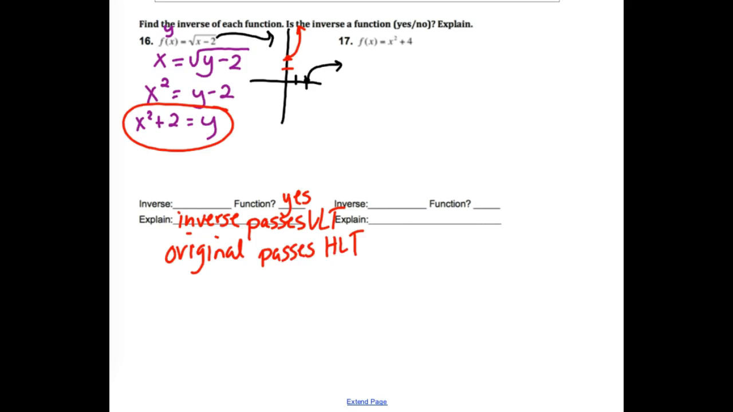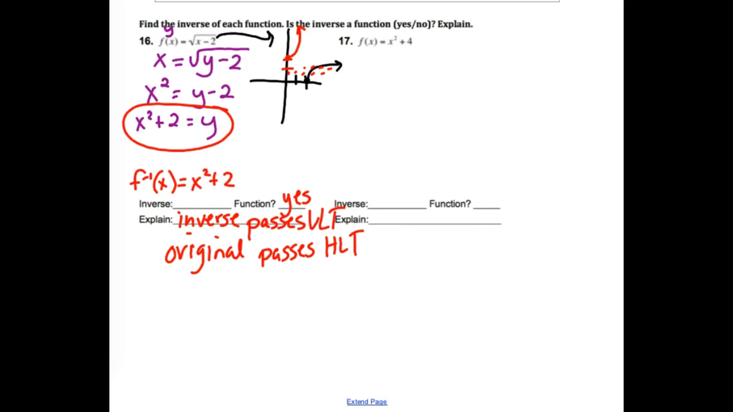Because if I graph any kind of horizontal line in here, it's only going to hit that black curve once. That means it's passing the horizontal line test. Its inverse will be a function. The last thing I'm going to do here is they're asking me to state the inverse. Since it is a function, I'm going to put it in function notation. So I'm going to say the inverse of f of x is x squared plus 2.